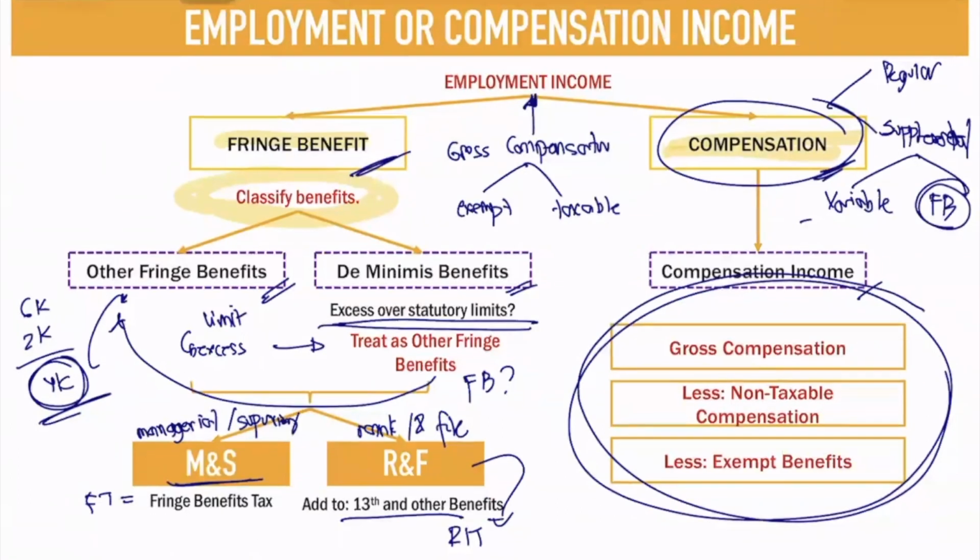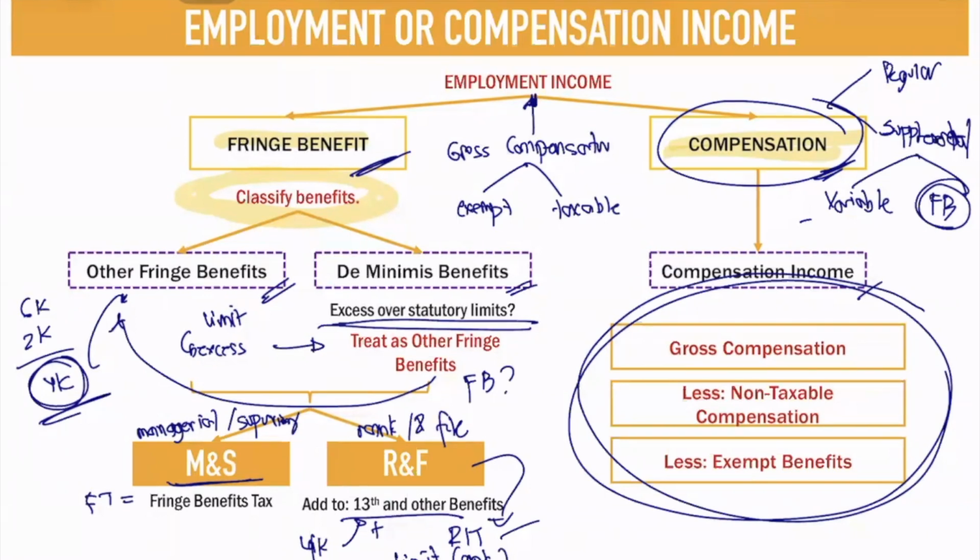So for example, we have an excess of 4,000 a while back. You add that to your 13th month pay and other benefits, and then you again subject it to the limit, which is 90,000. And then any excess will be taxable under RIT. So again, basically, you need to determine the tax scheme in a compensation, just like what we have discussed in other types of income.